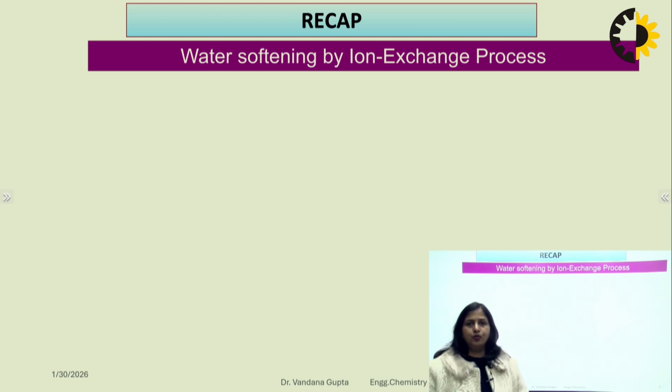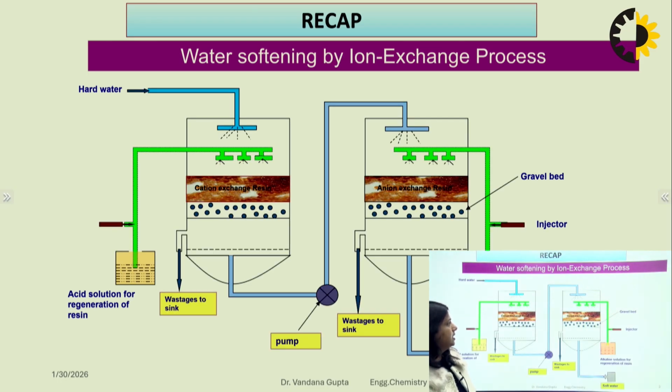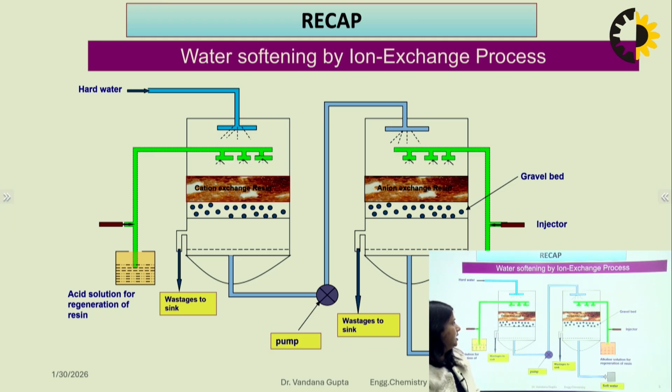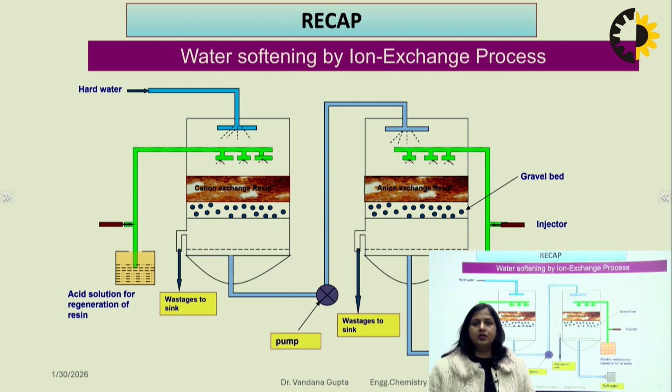In lecture 2, we discussed ion exchange method of water softening. Ion exchange method can exchange cations as well as anions from the water. All the cations can exchange with H plus ions and all the hardness causing anions can exchange with OH minus ions. Finally, H plus ions released from the cation exchange column and OH minus ions released from the anion exchange column get combined and form demineralized, highly purified water. This water can be used in high pressure boiler.